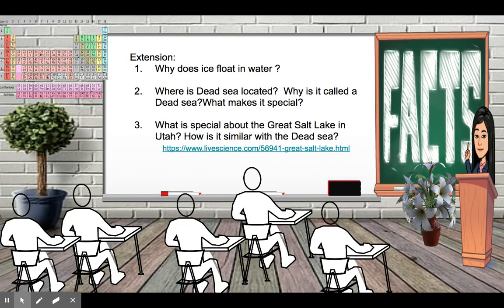As an extension activity, you're going to answer these 3 questions here. Number 1, why does ice float in water? Number 2, where is the Dead Sea located? Why is it called the Dead Sea? What makes it special? For number 3, you're going to go to this link and answer this question. What is special about the Great Salt Lake in Utah? How is it similar to the Dead Sea?